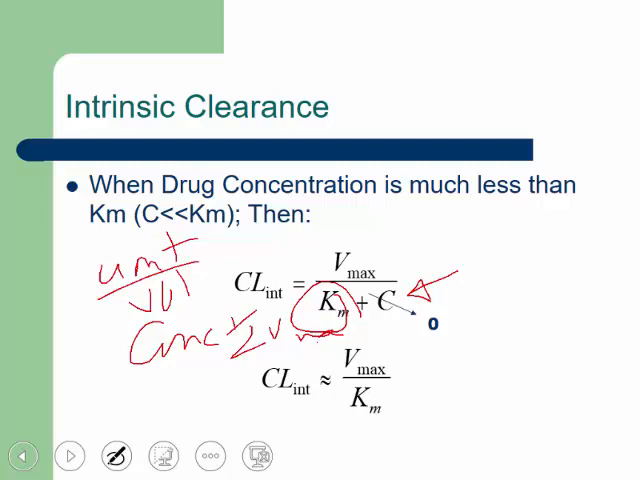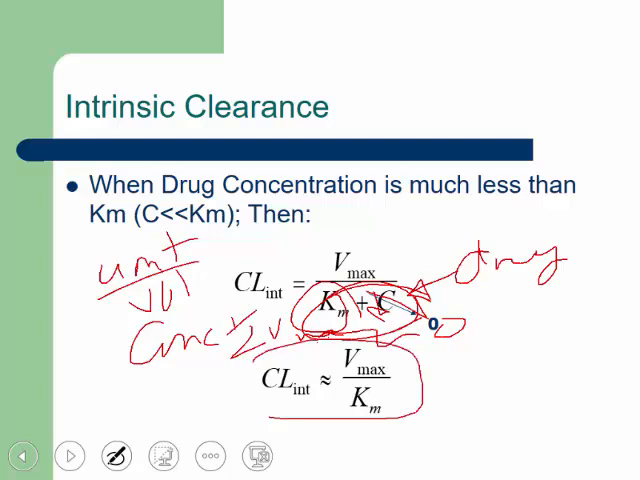So if the concentration of the drug is much less than the Km, we know mathematically that when there's a sum in the denominator, the concentration falls out in importance, just like before. So our intrinsic clearance becomes determined by Vmax over Km in most cases. But what has to be true is that the Km has to be much greater than the concentrations that we see.